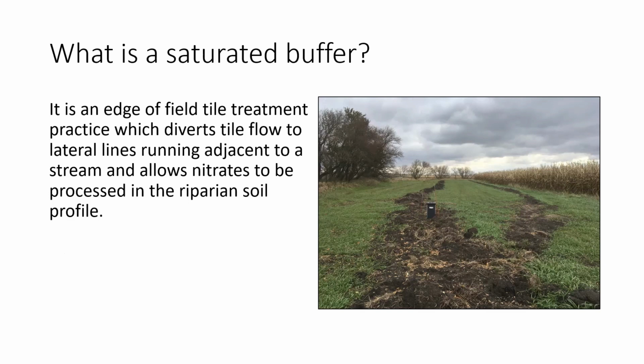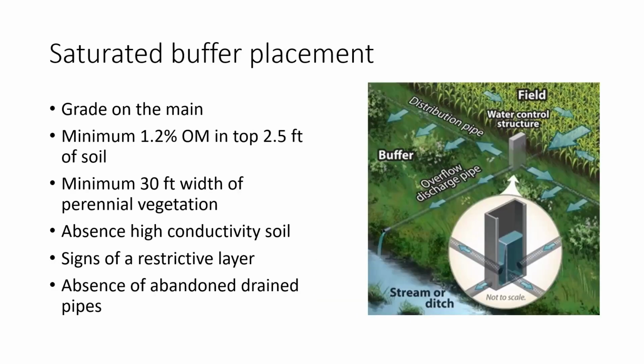We get that high carbon material, create anaerobic conditions where those microbes need something else to breathe to process the food that they're eating. If there's no longer oxygen available, they start going to nitrate, and it reduces that nitrate to N2 gas. So where do these saturated buffers work?